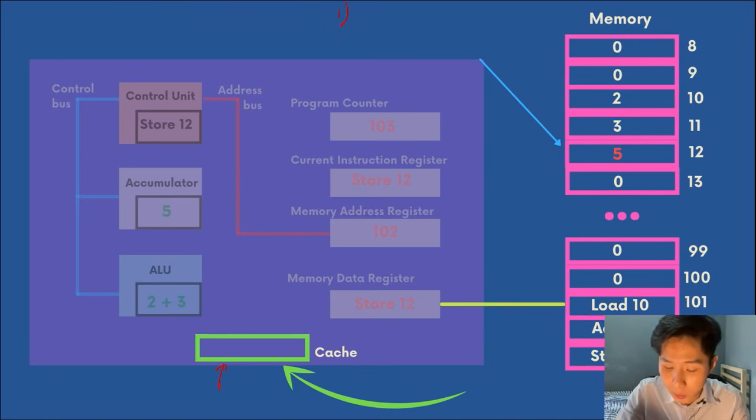The first one is to overclock it, to increase the clock speed. And the second method is to use multiple cores in our CPU. And the third method is to include cache memories in our CPU. So that's the 3 factors that affect the CPU speed.